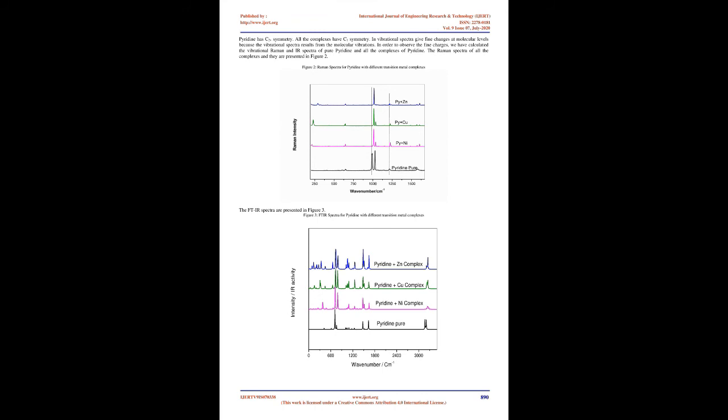The binding energies for Py and Zn, Py and Cu, Py and Ni, and pure Py are given in table 1. The dipole moments for Py and Zn, Py and Cu, Py and Ni, and pure Py are also calculated and presented in table 2. Pyridine has C2v symmetry. All the complexes have C1 symmetry.